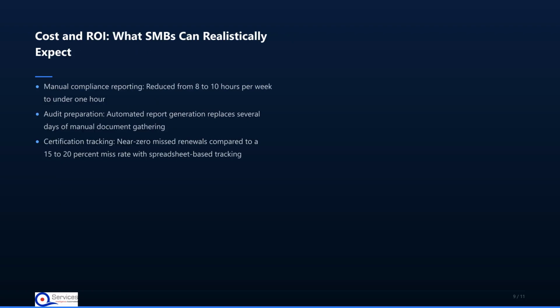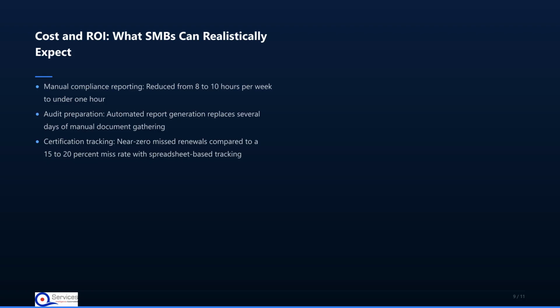Cost and ROI: what SMBs can realistically expect. Azure Logic Apps uses a consumption-based pricing model. As of 2026, the consumption plan charges approximately $0.000025 per action execution. A workflow running 500 actions per day costs roughly 45 cents per month in execution costs, before storage and connector fees. For a small healthcare practice running HIPAA access logging across 50 patient records per day, the total monthly Azure cost for the SMB regulatory automation layer typically stays below $20.